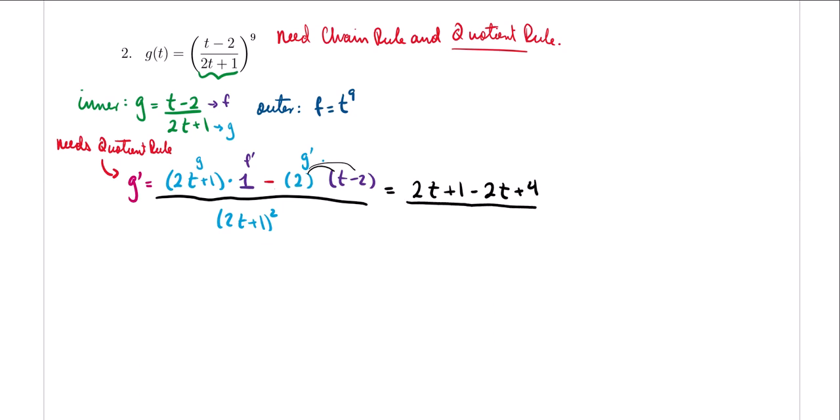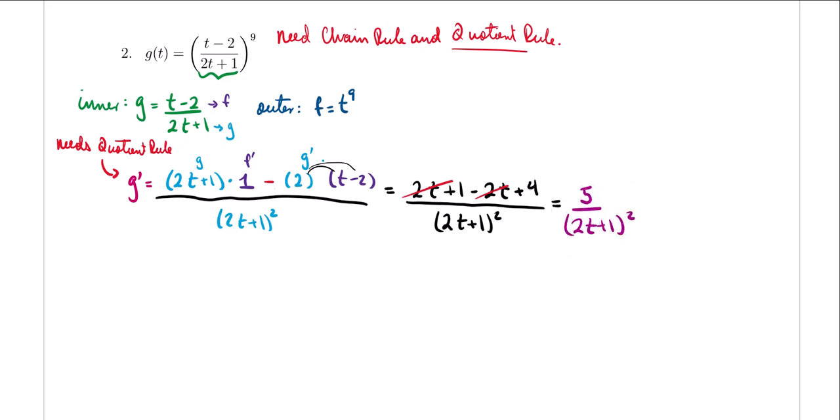And it was all over the (2t + 1)². All right, so to continue simplifying here, on the numerator, I see a 2t minus 2t, so that's gone. But I do have a 1 plus 4, which is going to give us here a 5 over (2t + 1)². Excellent. Now don't forget though, all of this was simply the derivative of the inside function.